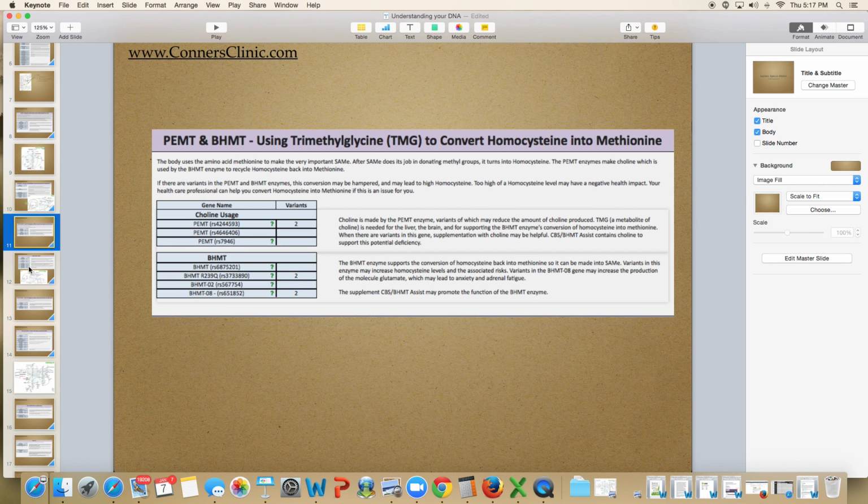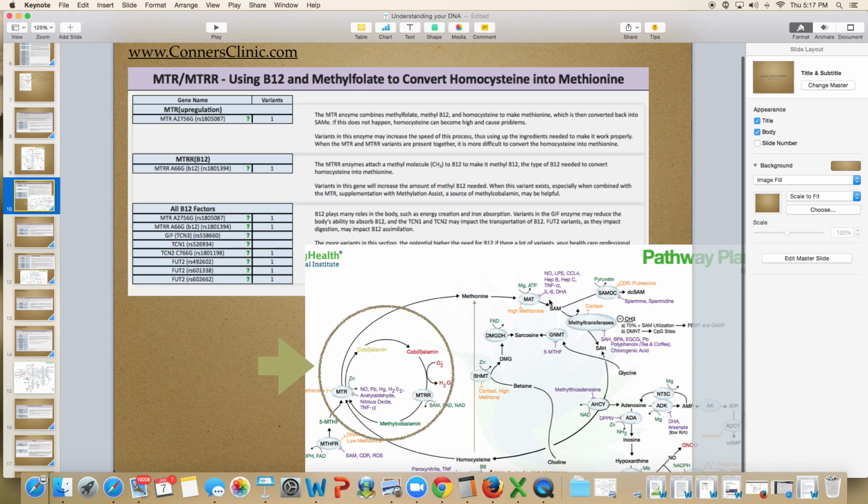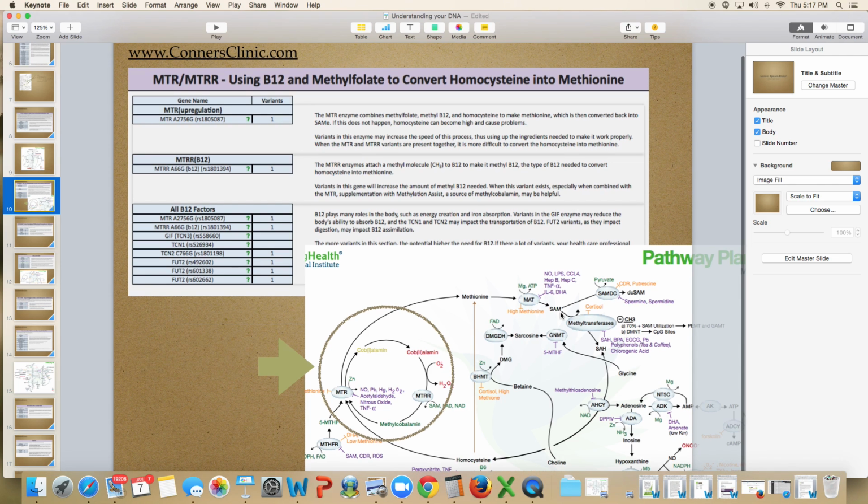Let's move on. Then there's the PEMT and the BHMT gene. Go back to this picture right here. This is the BHMT gene right here. So as we move through the cycle and you make methionine, again, that has to go through the MAT gene, which we're going to talk about in just a second, in order to convert to SAM. So SAM then is your main methyltransferase for your entire body.